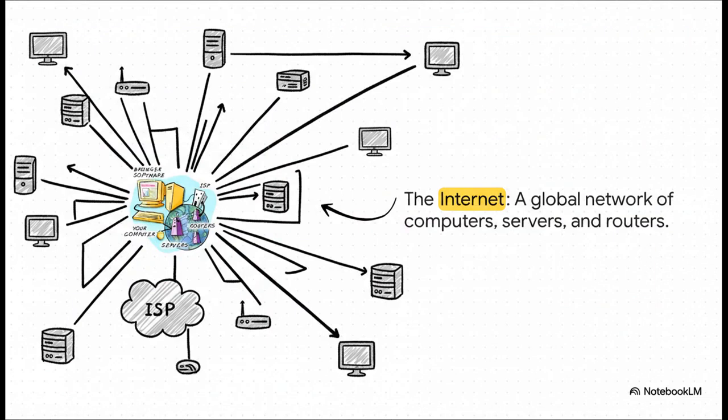You've got your computer, which connects to what's called an internet service provider, your ISP, like Comcast or Verizon. And they're your on-ramp to this massive global network of interconnected computers. Without this, well, nothing goes anywhere. It's the foundation for everything.